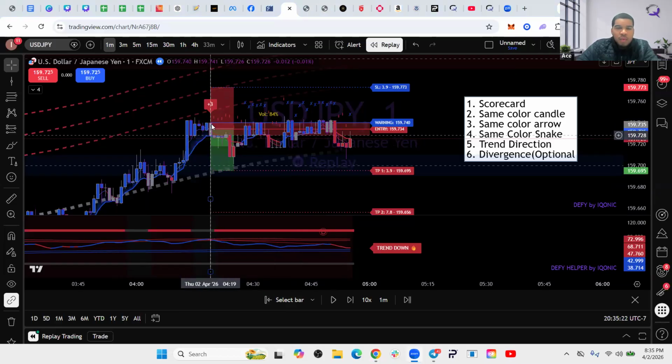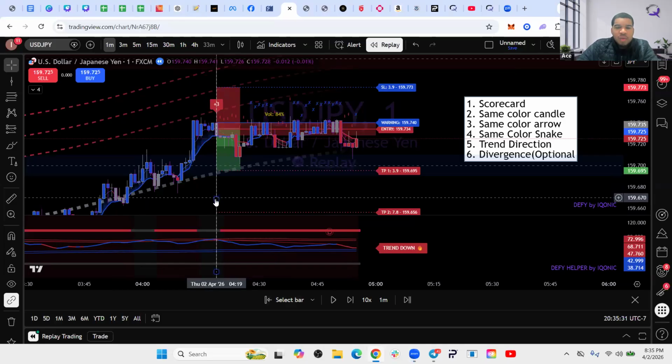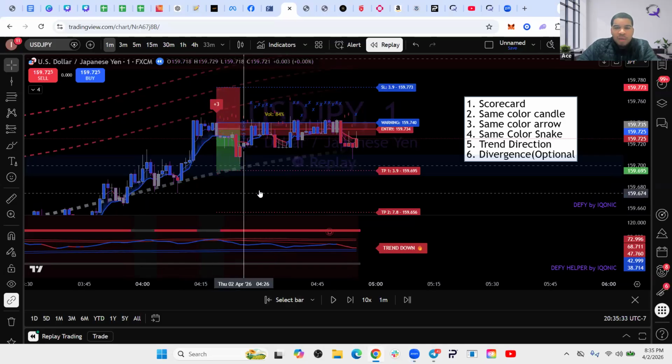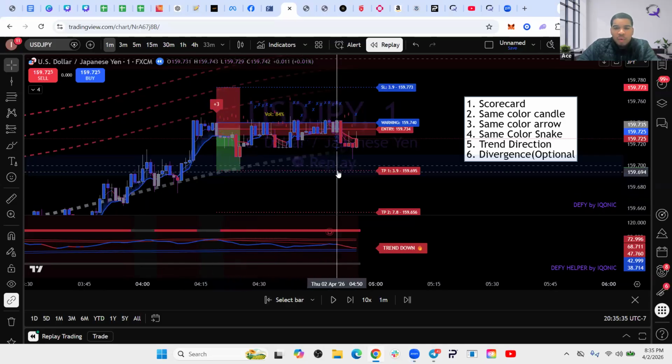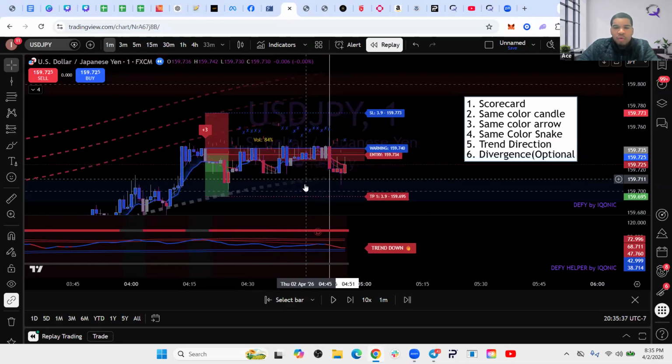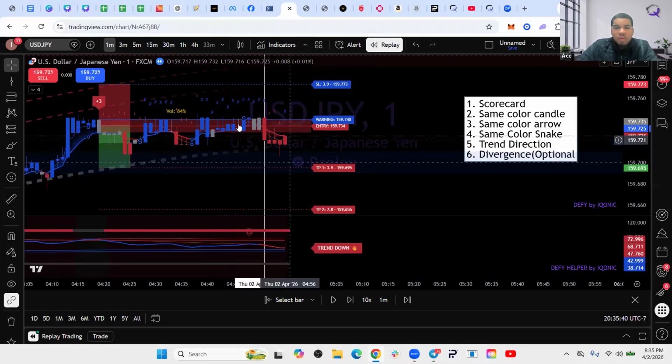So say here, right? We have scorecard comes out. I'm skipping over here because the snake doesn't turn red until over here. Okay. So none of these would you have gotten in on the 6x6 rules because you didn't have all 6 confirmations. Going and going and going and going until here. Boom. Snake's red now. Okay, cool.